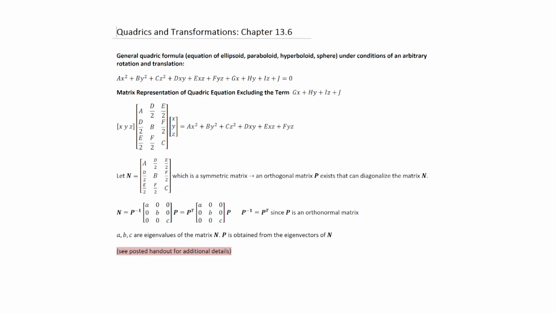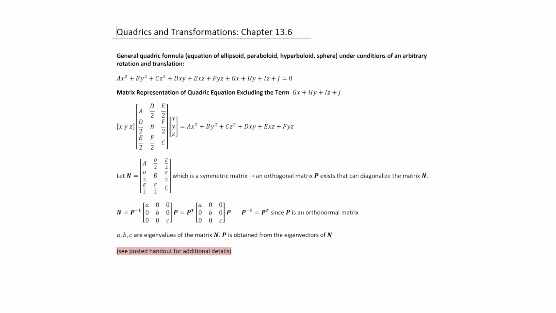This form allows me to choose the values of those coefficients in such a way as to represent ellipsoids, paraboloids, spheres, hyperboloids, with an arbitrary rotation and translation. In other words, the object might be moved to some location, or it could have been rotated about any axis. This is a very generic form. So the question is, how do I get this into a simplified form so that I know precisely what object I'm dealing with?